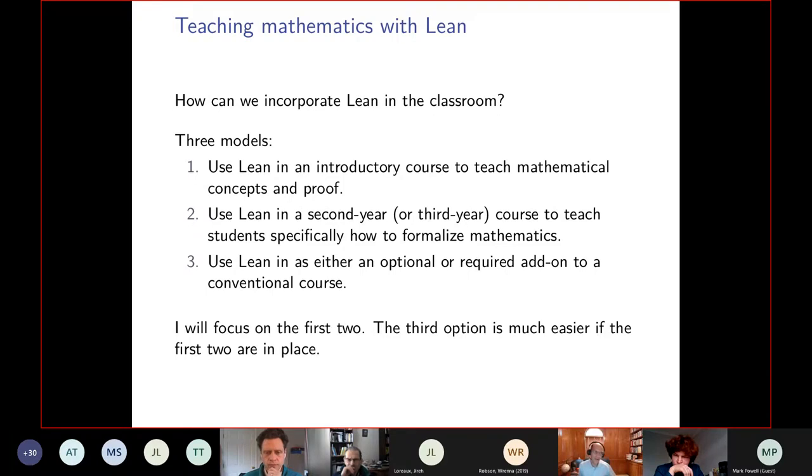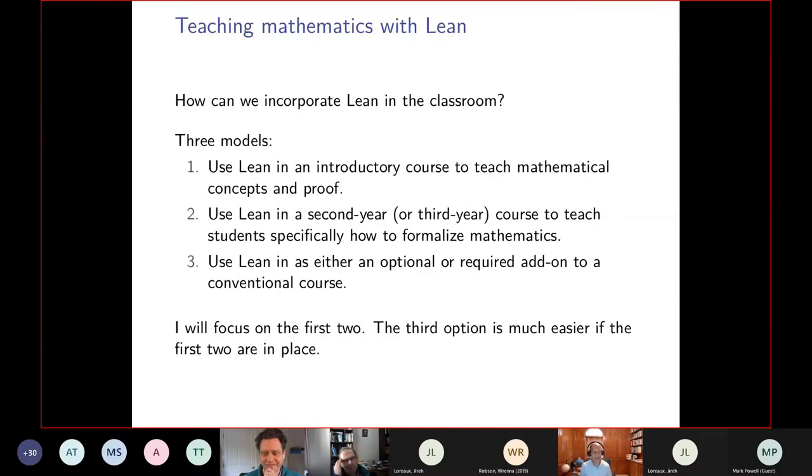And then, of course, you can use Lean as either an optional or required add-on to a conventional course. So ideally, once you get going, it would be great to be able to use Lean in any mathematics course, just to reason and explore concepts, and give students exercises where they can get immediate feedback. This presupposes that it's too much to ask that anybody who wants to use Lean in a course spends the first 3 weeks giving students an introduction to Lean.